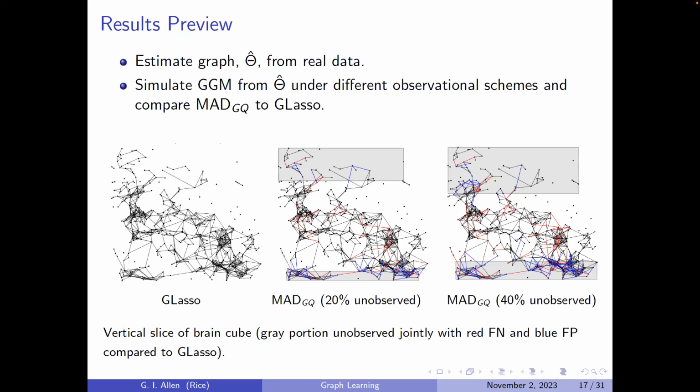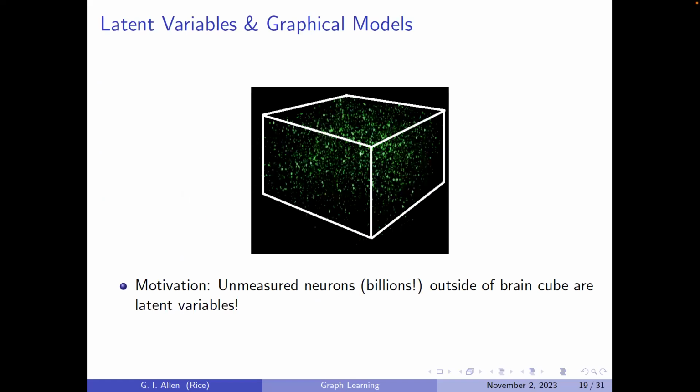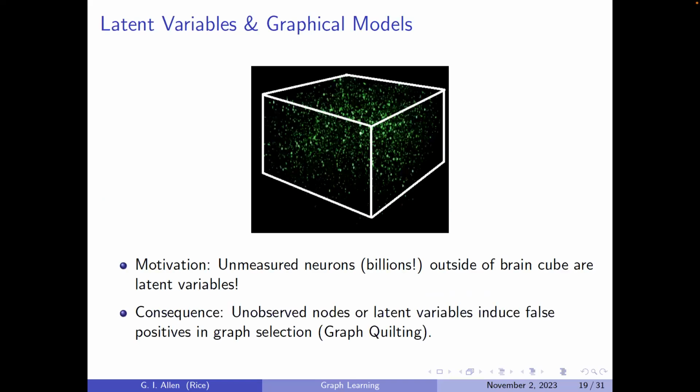Cool. Okay. So let's jump ahead to latent variables. Here's the deal. We've got this brain cube. It has about 75,000 neurons, which is huge, bigger than any of these other data sets. But there are billions of neurons in the mammalian brain, right? Each one of these is a latent variable or confounder that is, of course, influencing the neural activity that you're observing in the 75,000 neurons.